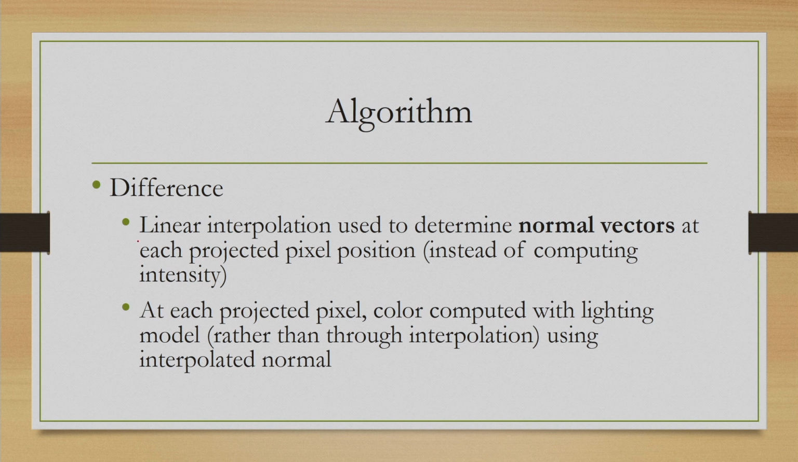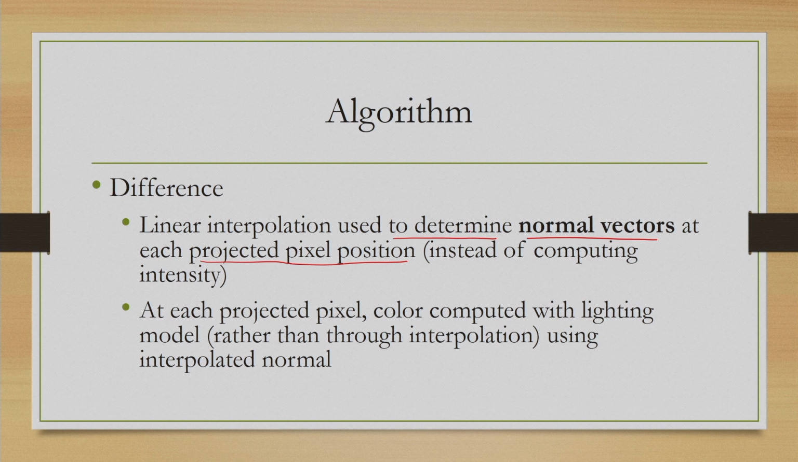Instead of interpolating colors, we now interpolate to determine normal vectors at each projected pixel position. Remember that normal vectors assume that we are in the 3D world coordinate system, whereas projected pixel position assumes that we are already in the device coordinate system, which is 2D.